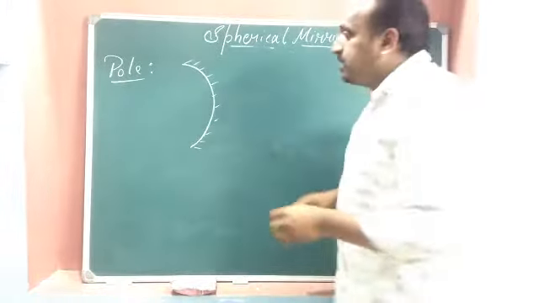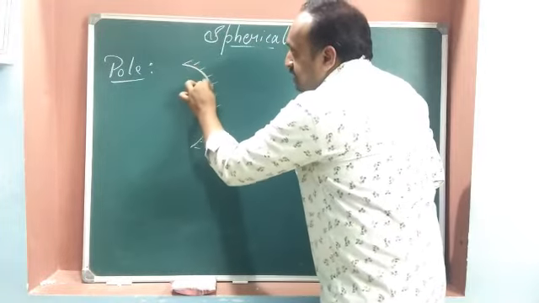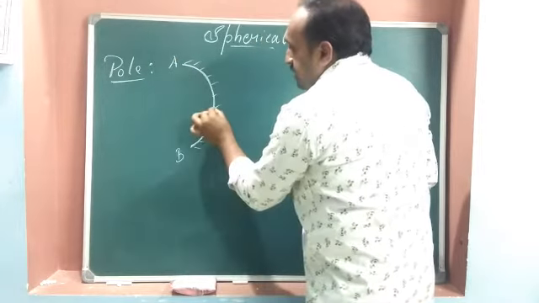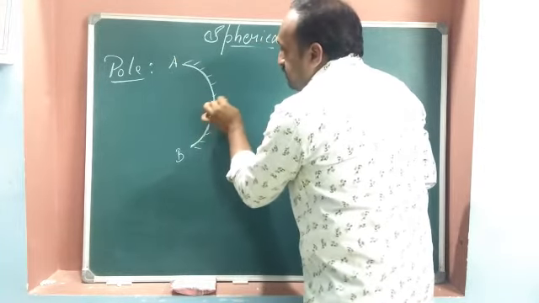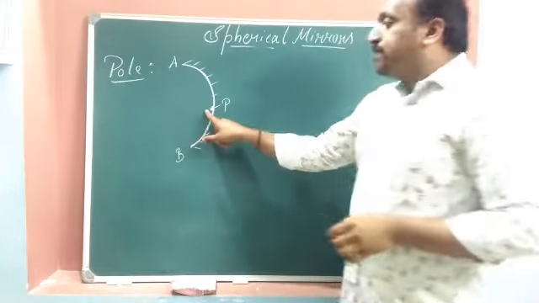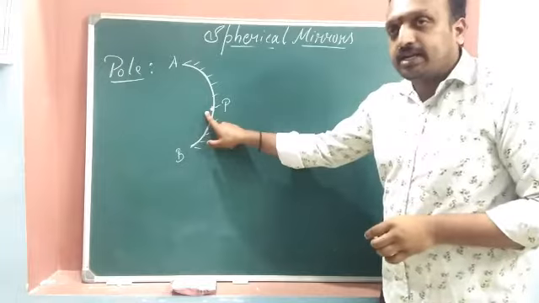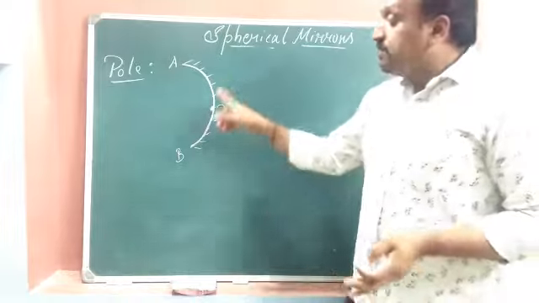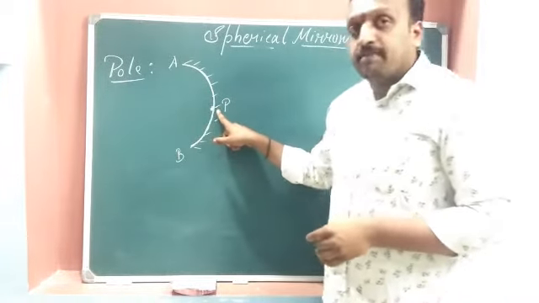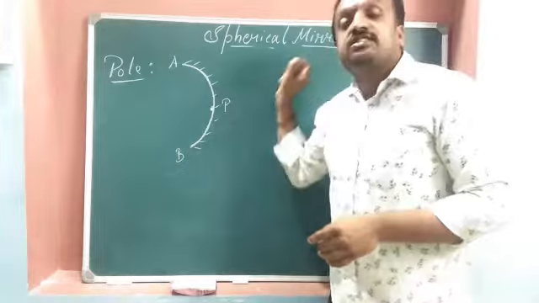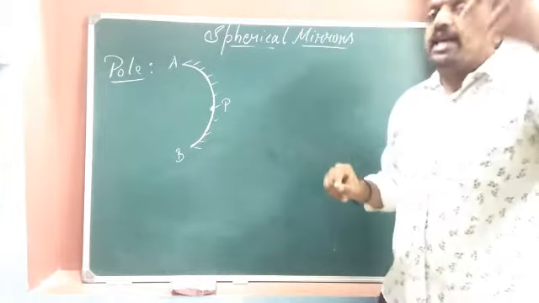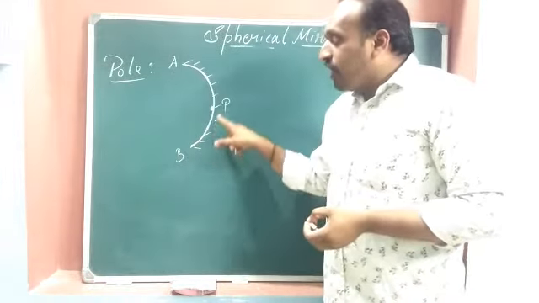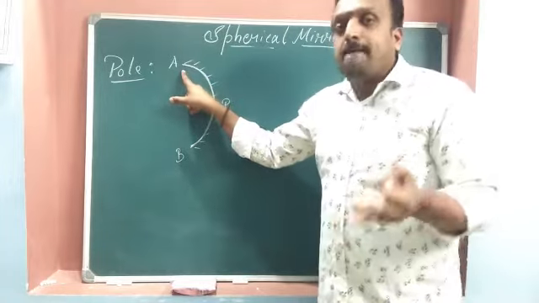Pole remains the same. See here, this reflecting surface is the aperture. If I mark here A, B, and the midpoint as P, this is the pole of the spherical mirror. So that may be for the concave mirror or for the convex mirror. The pole definition remains the same. It is the geometric center of the spherical mirror, or we can also say it is exactly the midpoint of the reflecting surface or the aperture.